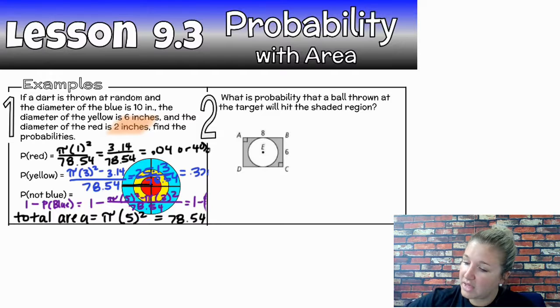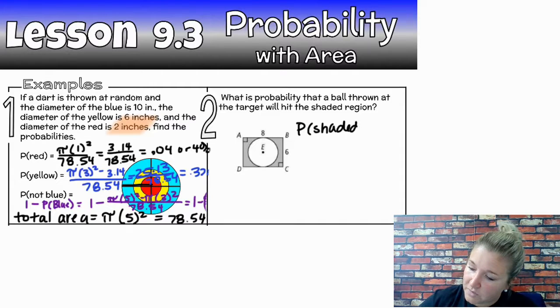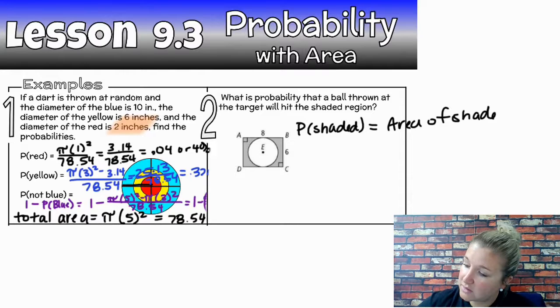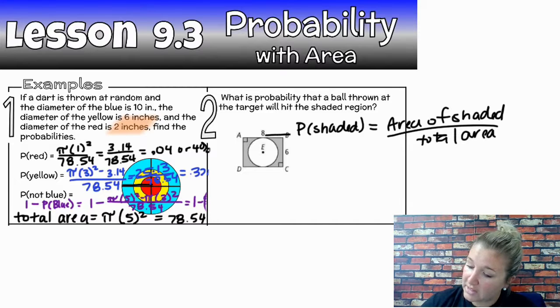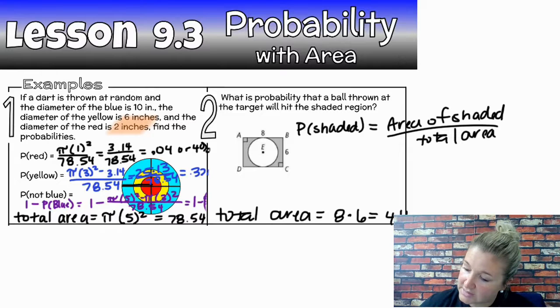So the probability of hitting the shaded region is going to be the area of the shaded region divided by the total area. So we'll need to find the total area. The total area is going to be this rectangle here, which is an 8 by 6. So total area is going to be 8 times 6, which is 48.